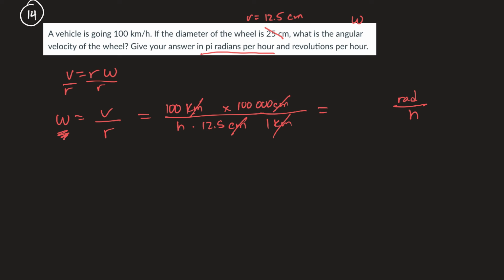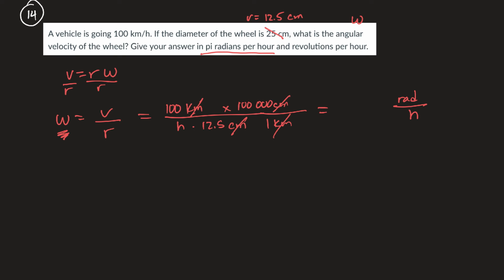Oh, interesting. And revolutions per hour. Why would they want it in pi radians per hour? Anyway, radians per hour, and we'll do revolutions per hour. So what I have, I think, is ready to go. So let's try that with the calculator.